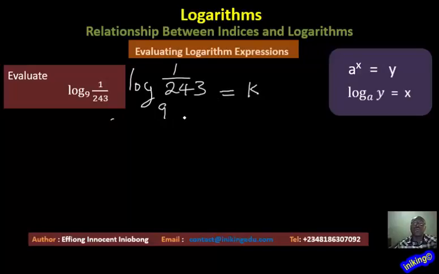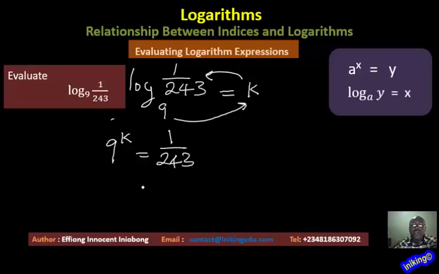And again, convert this from the logarithmic form to an exponential form, or indices form. I say 9 raised to the power of k is equal to 1 all over 243. If you look at this closely, you may not be able to see it very well. This is an exponential equation, of course. 243 is a multiple of 9.